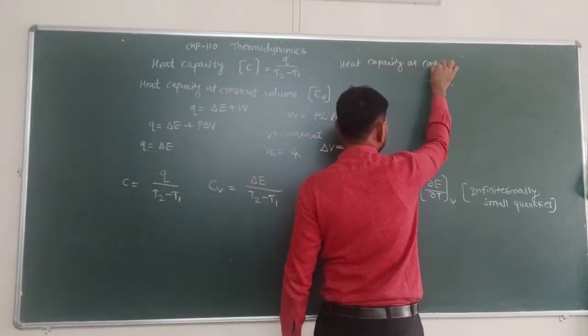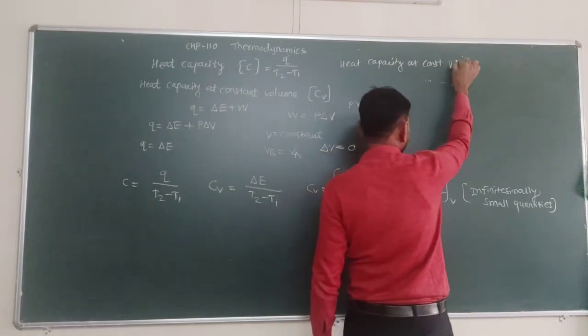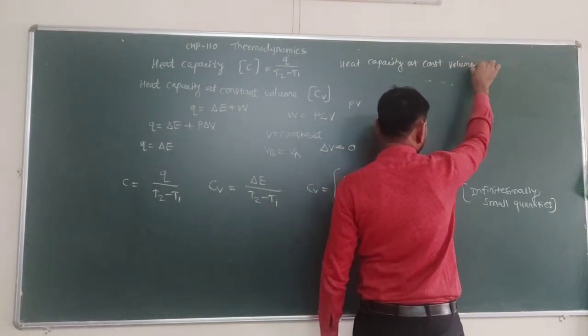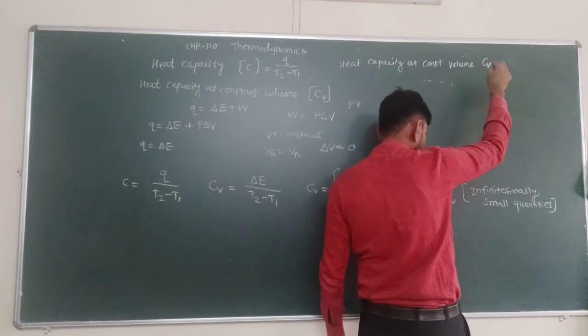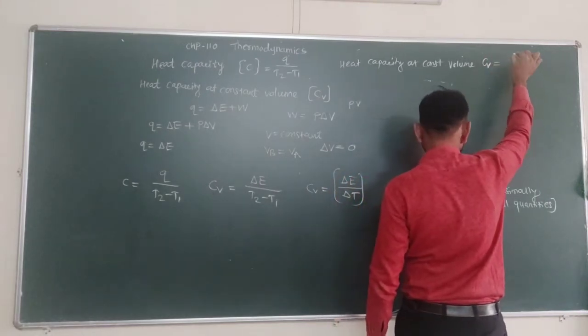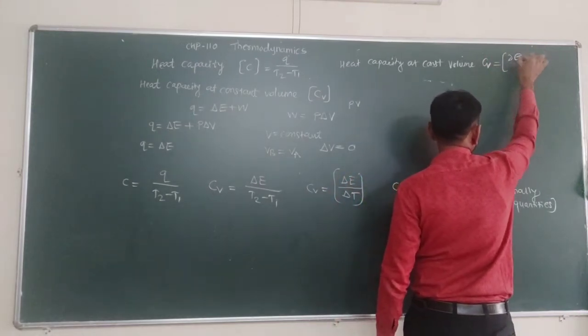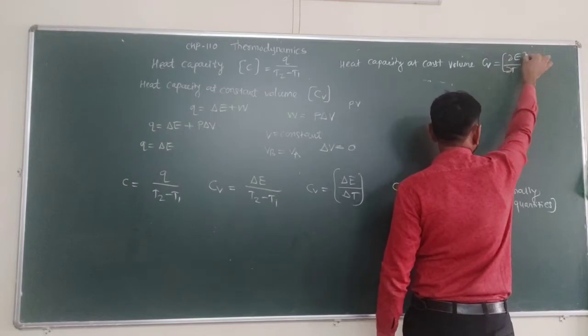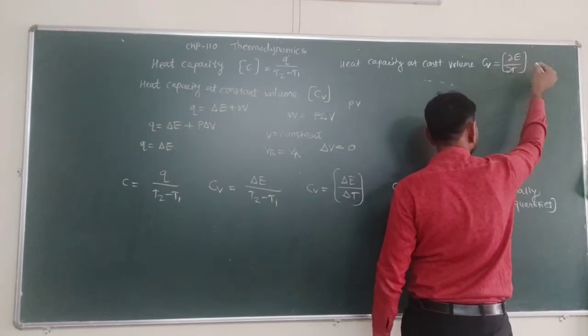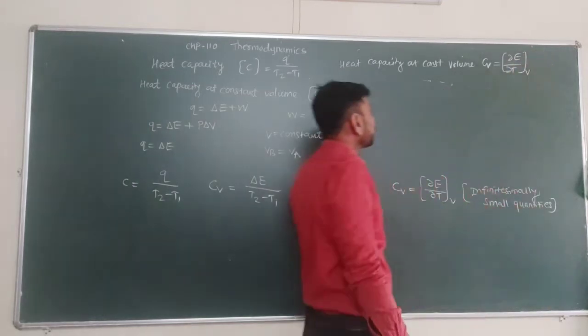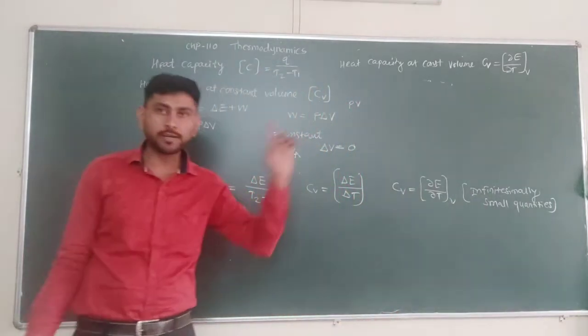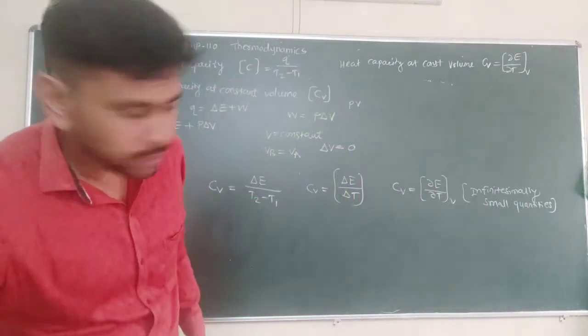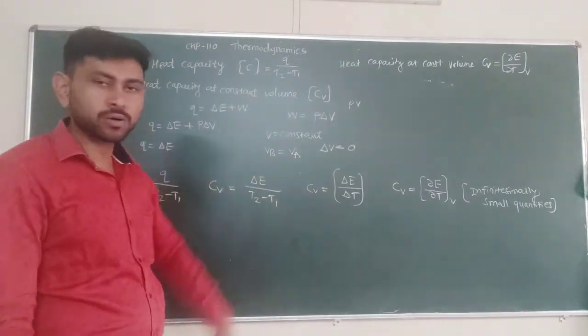Remember this equation for constant volume, because we have to use this equation many times in deriving other equations. So it is important, remember it: delta E by delta T. Sometimes dE by dT is also the differential form of this heat capacity at constant volume. So we have derived heat capacity at constant volume.